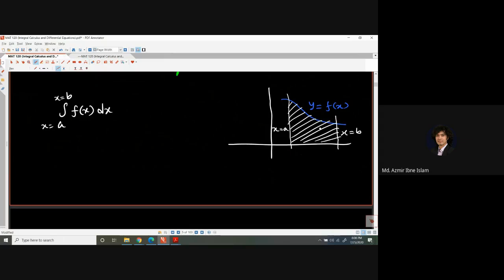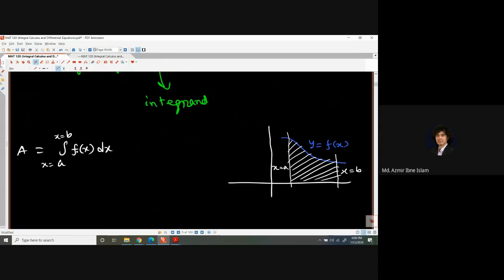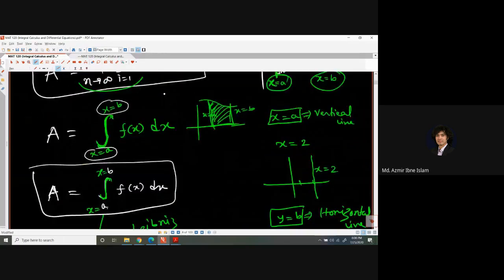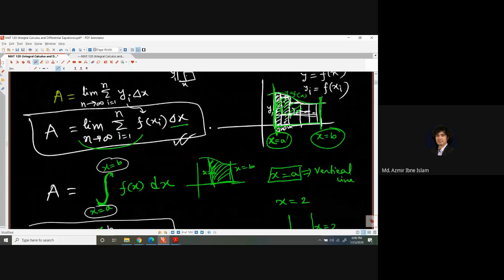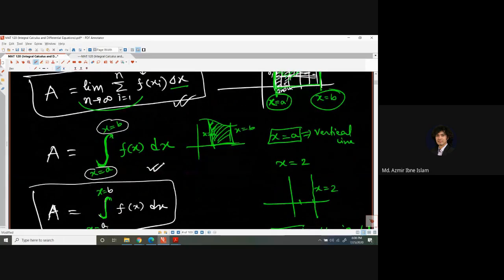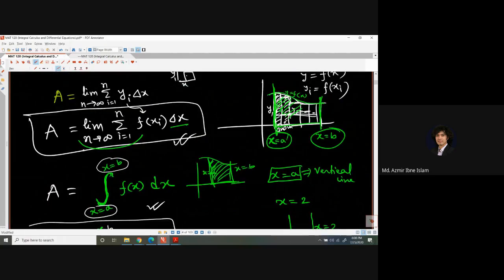Since we are lucky now that we have this integral concept, from this part to the rest of this video we will not be talking about rectangles or this limiting concept, because we already have the modern calculus part. But the limiting concept is the fundamental part of integral calculus.